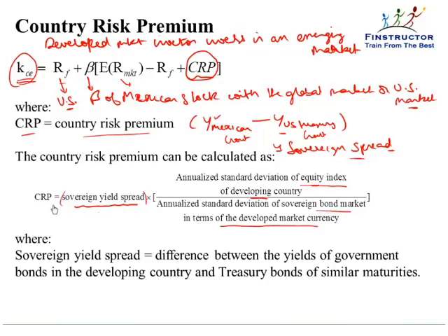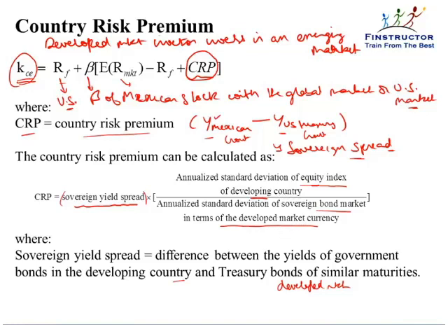So the actual country risk premium applicable to equity is given by the sovereign yield spread, that is the difference between the yields of government bonds in the developing country and the treasury bonds of similar maturities, treasury bonds of the US or the developed market. Multiply it with the volatility of the equity index of the developing country upon the volatility of the bond index in the developing country. Please note, the currency in use will always be the US dollar. So both these volatilities will be in terms of US dollar. They will be for the emerging market only, but they'll be calculated in terms of the developed market currency.